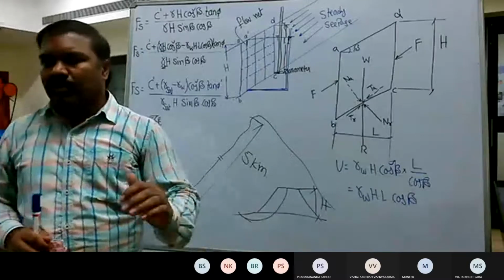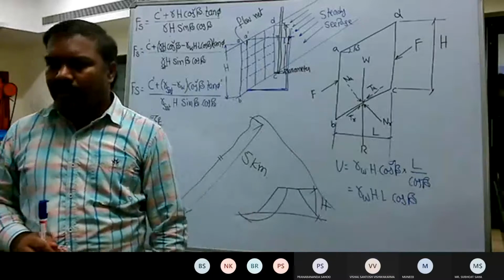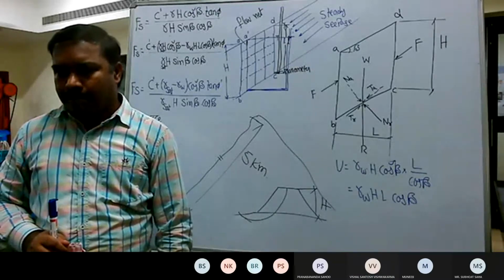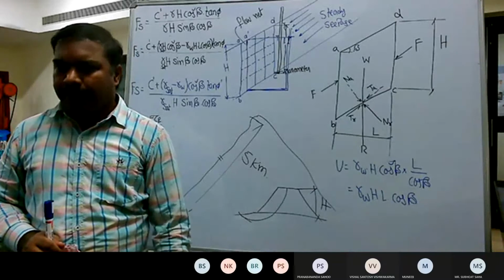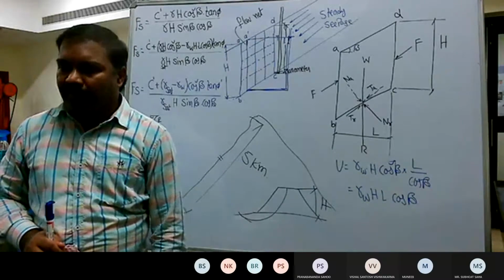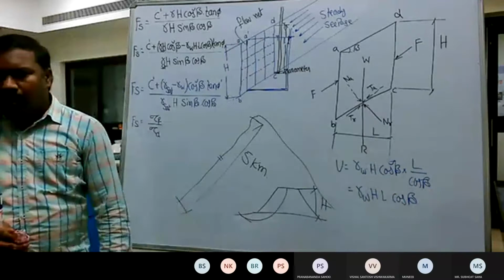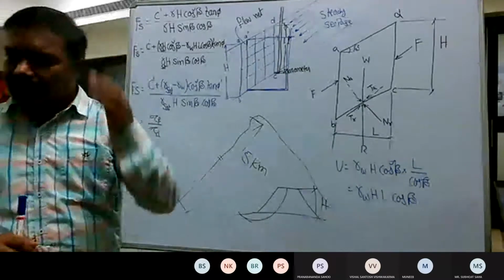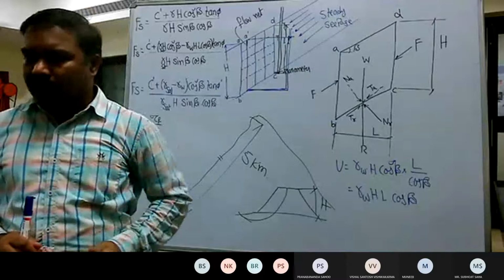See, how do you distinguish between gamma bulk and gamma dry? Gamma bulk means you are also considering the presence of the water within it. Gamma dry means no water.